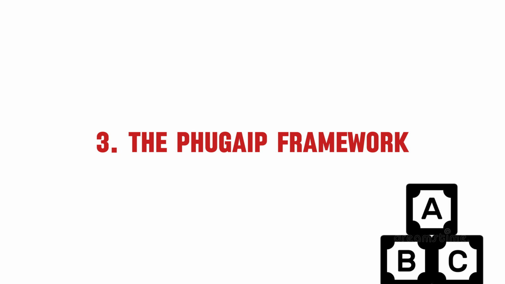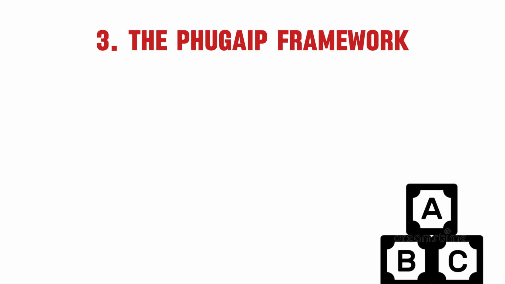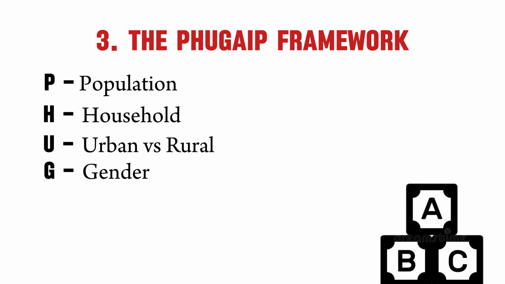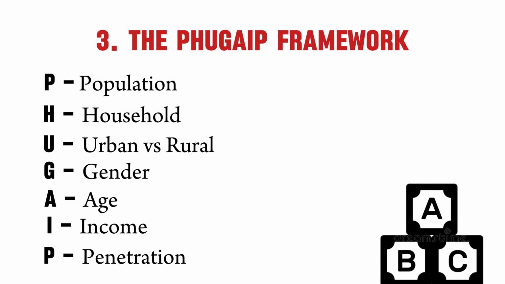The FOGAP framework. When you're stuck or confused on how to start a guesstimate, remember this simple acronym: P for population, H for household, U for urban versus rural, G for gender, A for age, I for income, and P for penetration. This framework provides multiple angles to approach any guesstimate question easily.